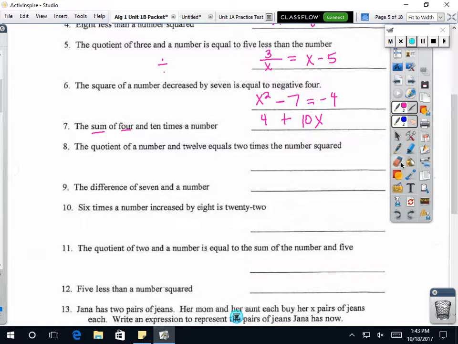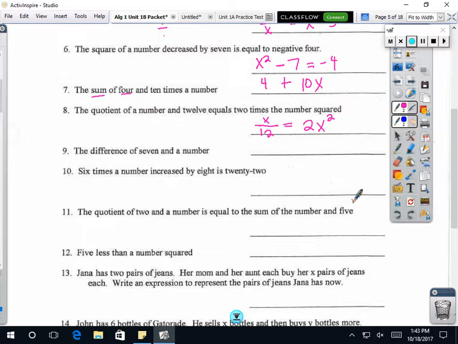After this page. Okay, the quotient, we're almost done. The quotient of a number and 12 equals 2 times the number squared. Okay, what does quotient mean? Divide. What's the numerator? What came first in the sentence? X. What's the denominator? 12. You're doing the quotient, which means divide x and 12, and it's equal to 2 times the number squared. 2x squared. Y'all pay attention.